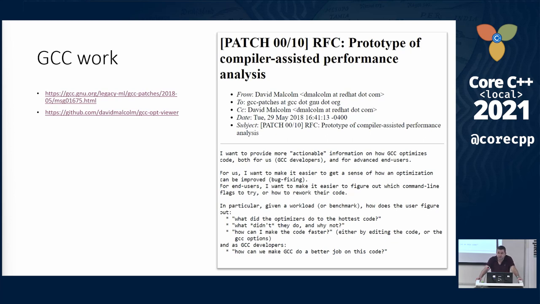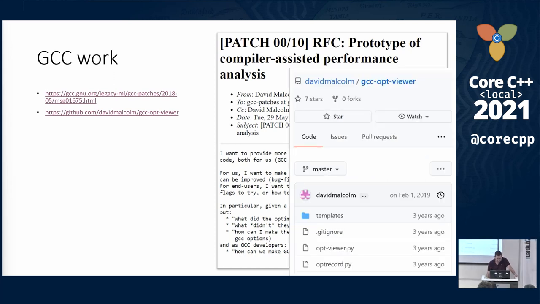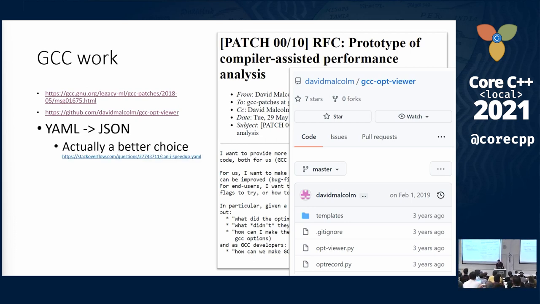Two years later, GCC tried to catch up. As a matter of fact, today GCC has an identical -fsave-optimization-record compiler switch, and it even has GCC opt viewer, not identical but similar Python scripts which produce HTMLs. The raw data is different. They don't use YAML files, they use JSON files, which is in fact a much better choice. Processing JSONs in Python is at least an order of magnitude faster.